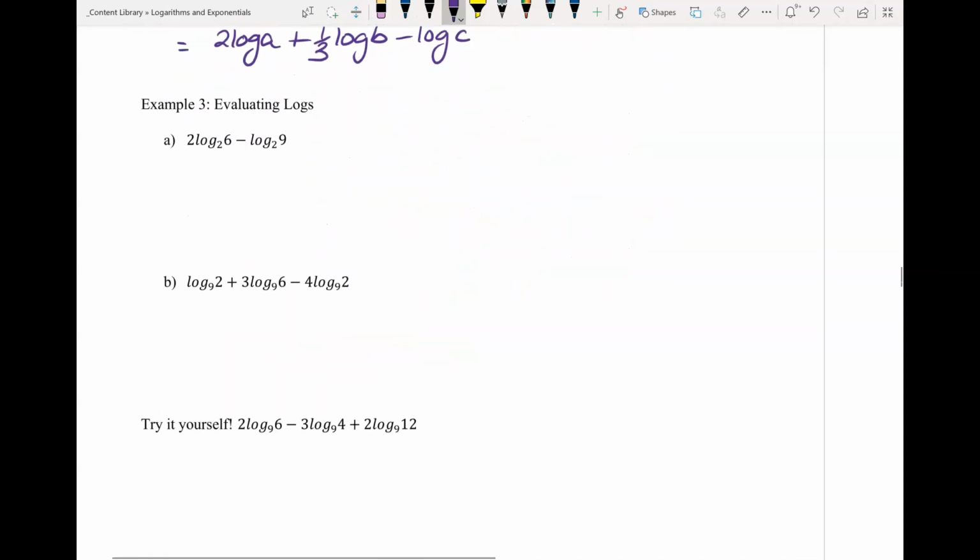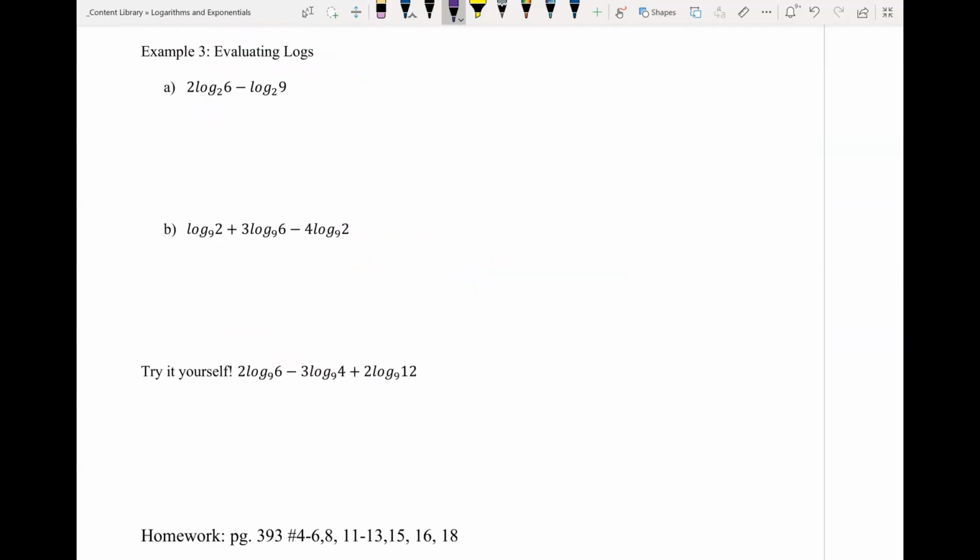Moving on to the last type of example, which is evaluating logs. So you can try to evaluate this as is by looking at it. I can guarantee it's going to be much more difficult that way. What you can do is try to compress your logs into one single logarithm and then evaluate at the very end. So this is what we're going to do then. By looking at this first term, I'm going to bring this 2 with a 6 by using our power law.